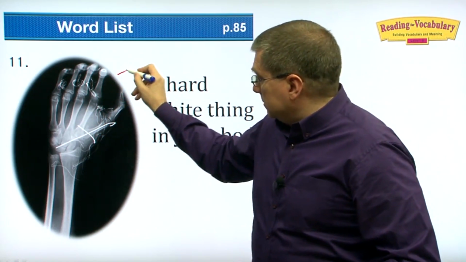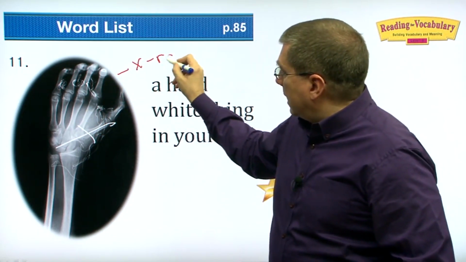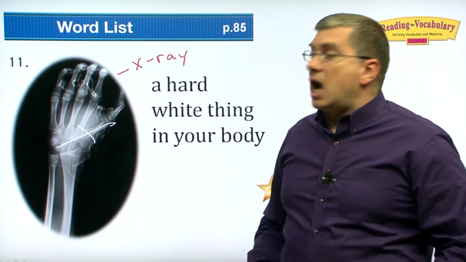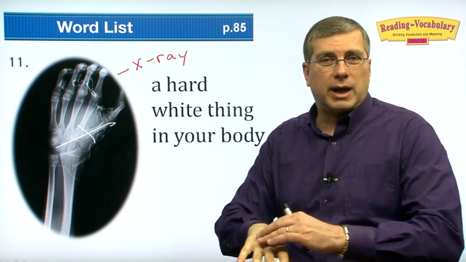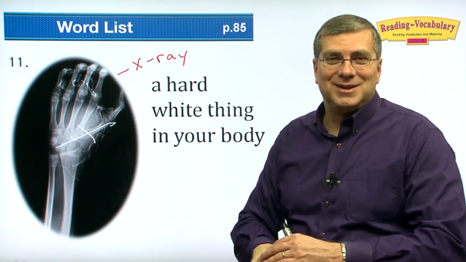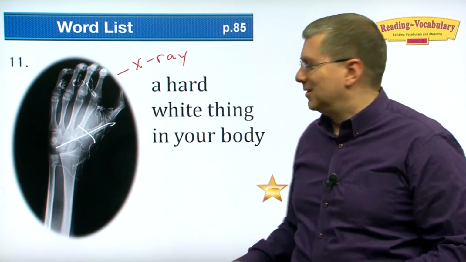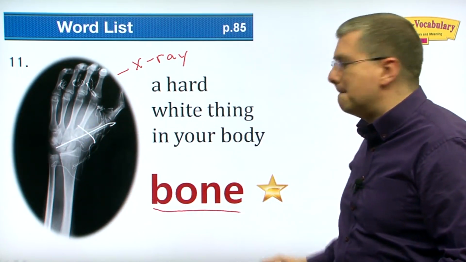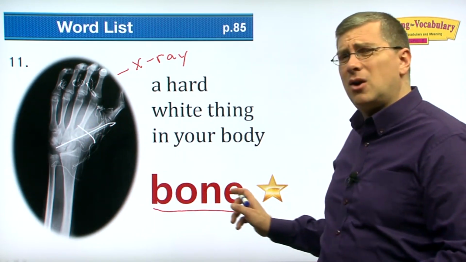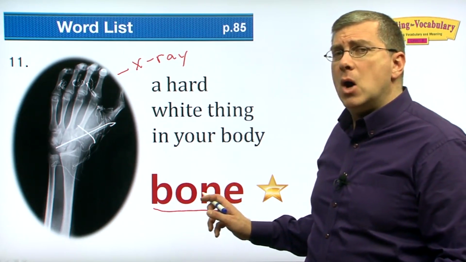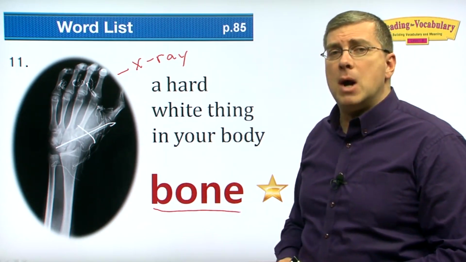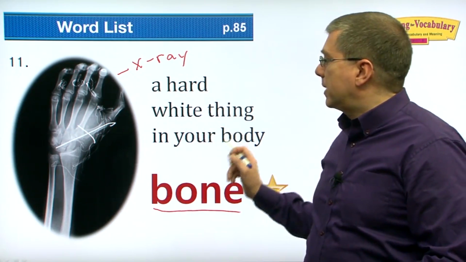11, a hard white thing in your body. This, by the way, is called an X-ray. Doctors in hospitals will use X-rays to make sure your bones are okay. Oh, I just said the word, right? To make sure there's no broken what? No broken bones. Bone. Is that a hard word to pronounce? Bone. It's very easy. Bone. Okay? A hard white thing in your body.